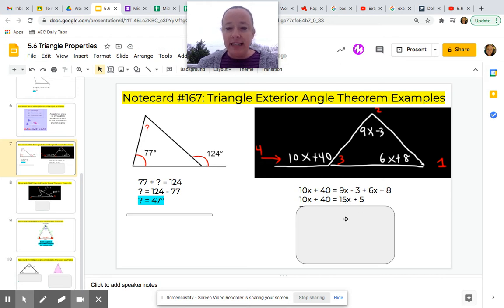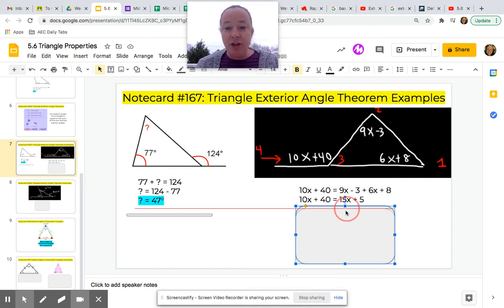Then I subtracted the 10x and subtracted the 5. Again, this stuff you should know how to do, so hopefully you're pretty comfortable with how I'm getting to 35 equals 5x. Then you divide by 5, and you get that x is 7.